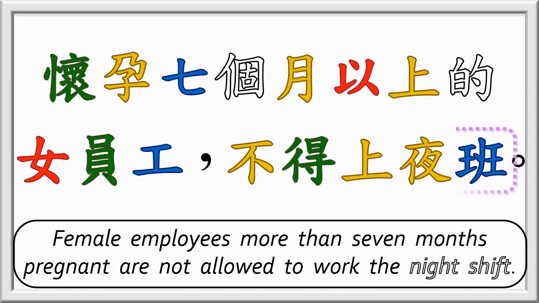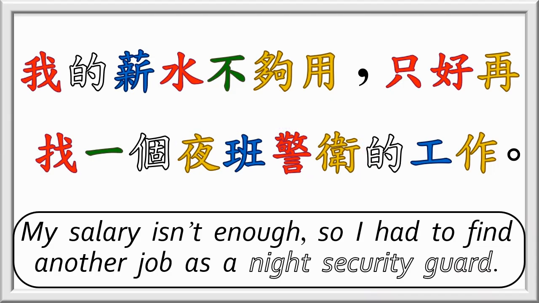夜班 is the way to express night shift work. 怀孕7个月以上的女员工不得上夜班。Female employees more than 7 months pregnant are not allowed to work the night shift. 我的薪水不够用，只好再找一个夜班警卫的工作。My salary isn't enough, so I had to find another job as a night security guard.